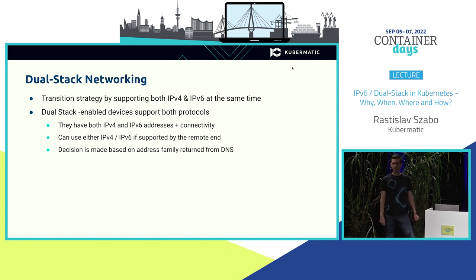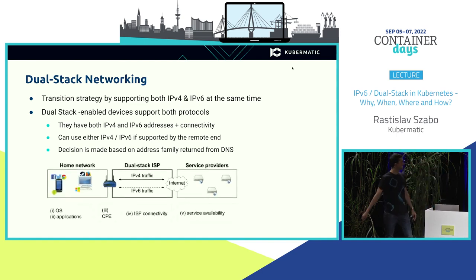If that DNS reply contained both IPv4 and IPv6, which is most often the case in dual stack networks, then it's up to the operating system which one it would choose. Normally, IPv6 would be preferred by most modern operating systems.